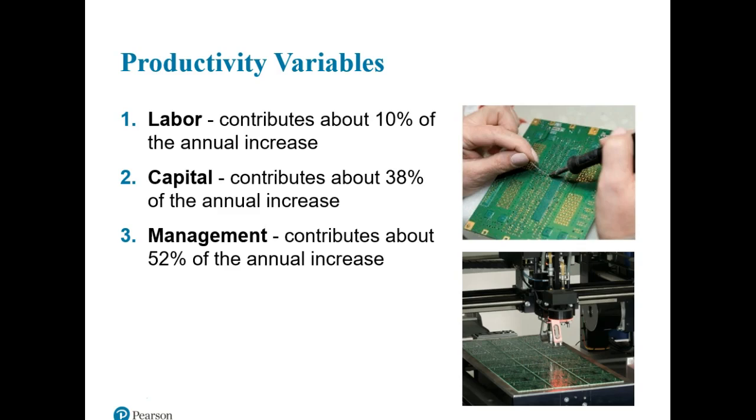The 3 factors identified on this slide are critical to achieving improved productivity. The percentages listed represent their respective historical contributions to the productivity improvements. Labor contributes about 10% of the annual increase. Capital contributes about 38% of the annual increase to productivity improvement, and management contributes about 52% of the annual increase. So management has the greater contribution to productivity improvement.